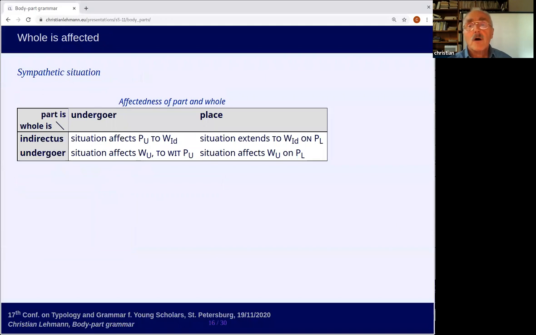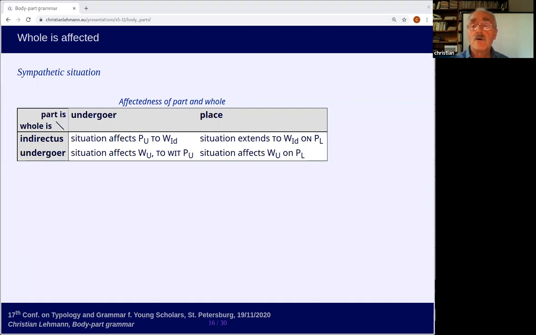Next, now the whole is affected. The sympathetic situation may be defined as follows. There are two participants, P and W, which are in a meronymic relation. P is prototypically a body part. W is the animate possessor of the part. The situation is some kind of impression or impingement on P. By virtue of their sympathetic relation, the situation affecting P extends to W.